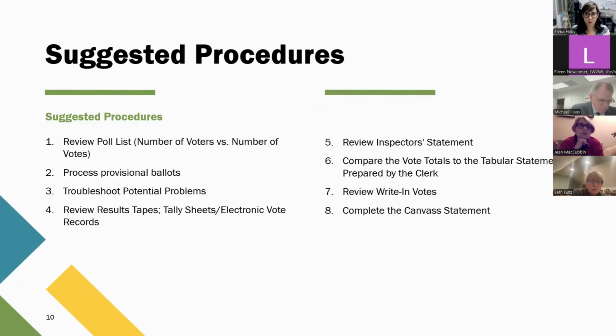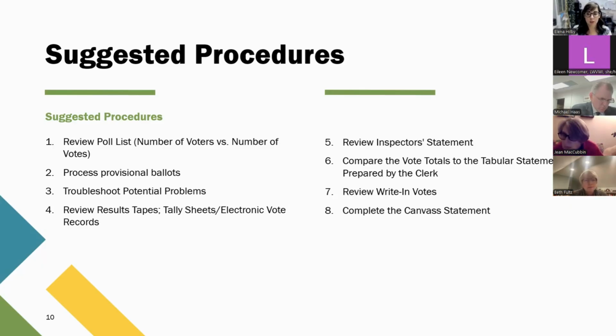So it starts with the poll list, the list of every voter who checked in on election day or was written in as an absentee voter. The board compares the number of voters on that list to the number of ballots counted by the tabulator. If those numbers don't match, then the troubleshooting begins right away. If there were provisional ballots, those are processed and added only if the voter provided the missing information by the Friday 4 p.m. deadline. Those additions are then clearly recorded onto the canvass statement.